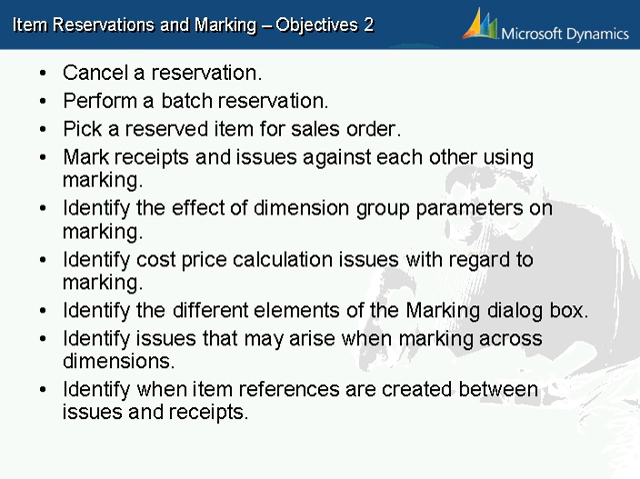And so the objectives continue: cancel a reservation, perform a batch reservation, pick a reserved item for sales order, mark receipts and issues against each other using marking, identify the effects of dimension group parameters on marking, identify cost price calculation issues with regard to marking, identify the different elements of the marking dialog box, identify issues that may arise when marking across dimensions, and identify when item references are created between issues and receipts.